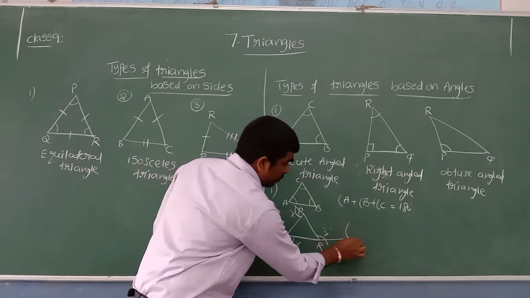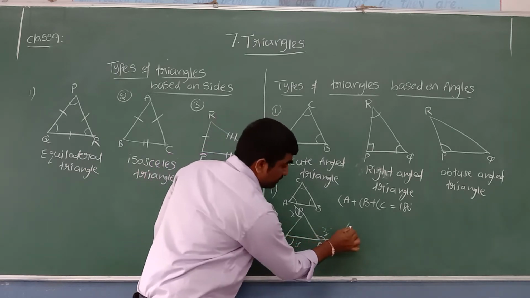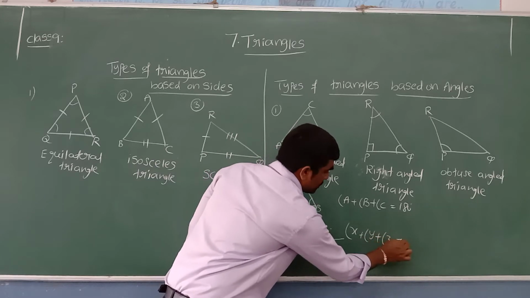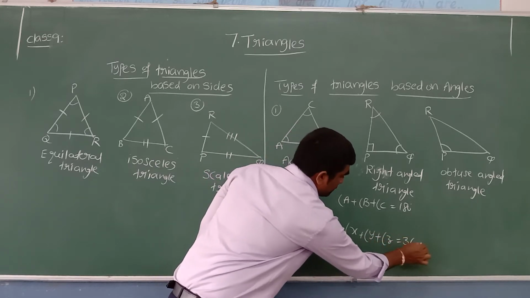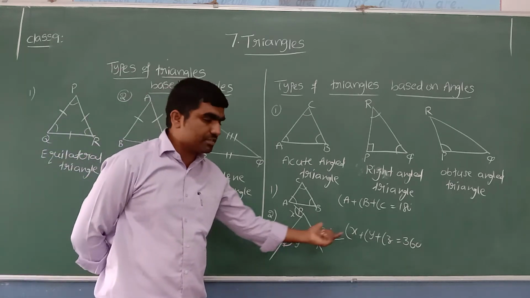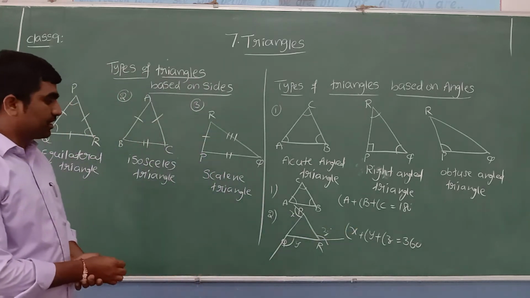So what can we say about the sum of the exterior angles of a triangle? Sir, angle x plus angle y plus angle z is equal to how much? 360 degrees. The sum of the exterior angles of a triangle is 360 degrees.